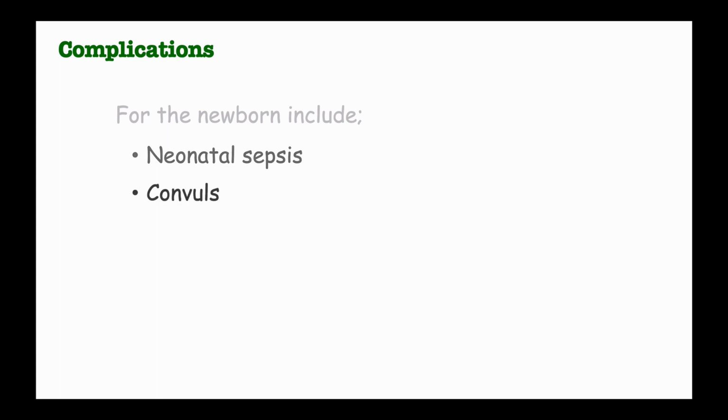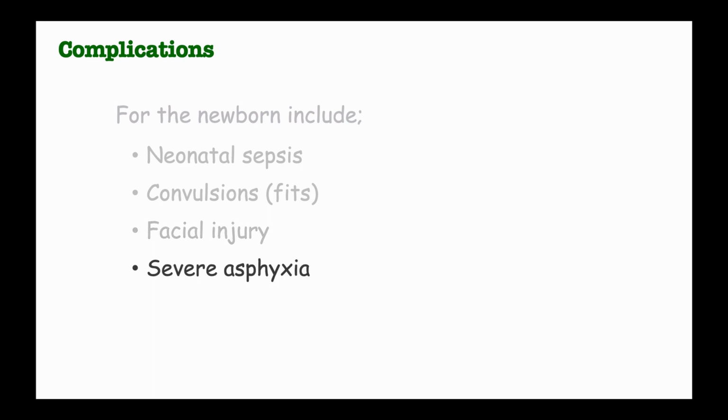Now, there are some complications which are found in the neonate, and they include neonatal sepsis. We may also find convulsions in these neonates. There may also be facial injuries and other injuries. We may also find shoulder dystocia. We may find Erb's palsy. We may find even cranial injuries in these babies due to prolonged and obstructed labor. And there may also be severe asphyxia in these babies, and unfortunately, they can even die out of this.